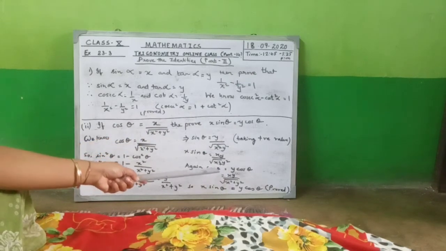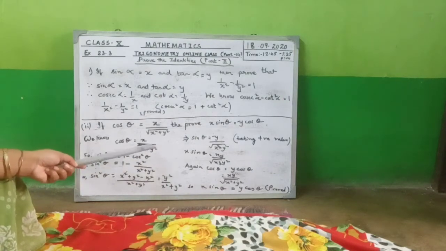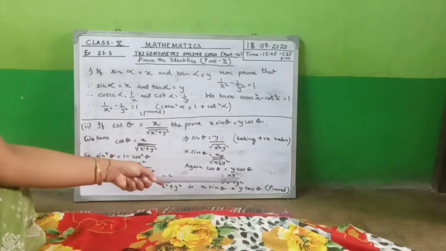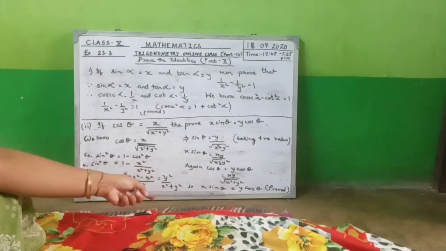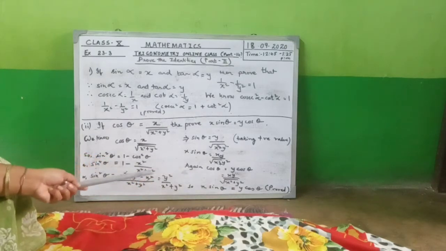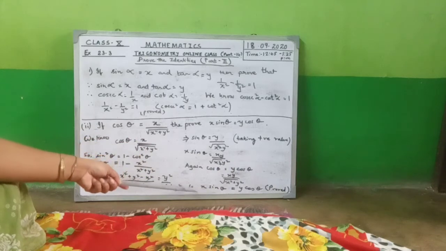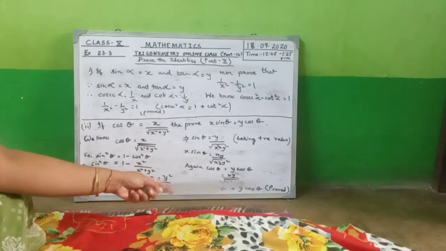Again, y cos theta. We know cos theta is x divided by root over x square plus y square. So y into x divided by root over x square plus y square. So we have proved both the values are coming same. Both the values are coming same. So we can write that x sin theta is equal to y cos theta. Proved. Thank you.